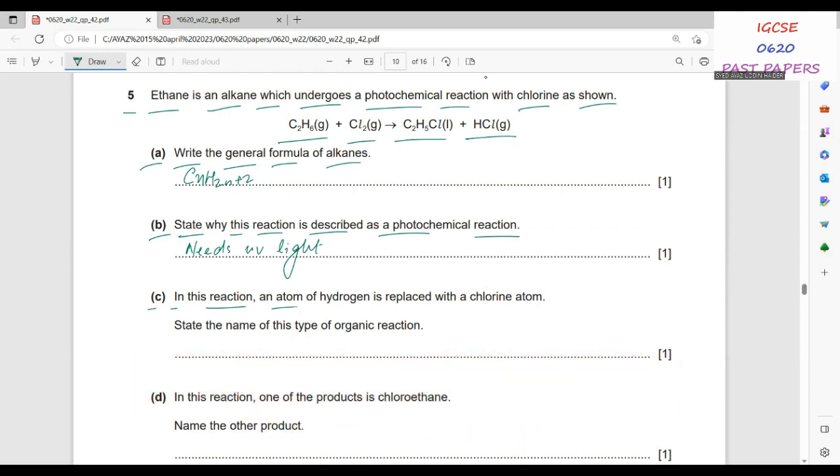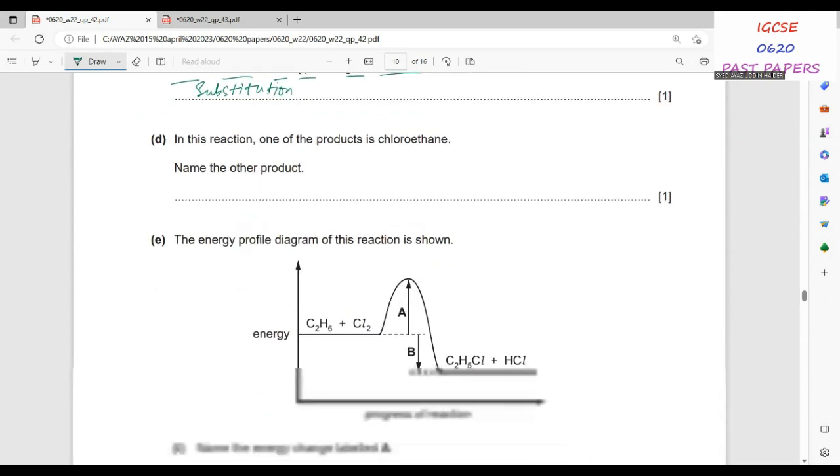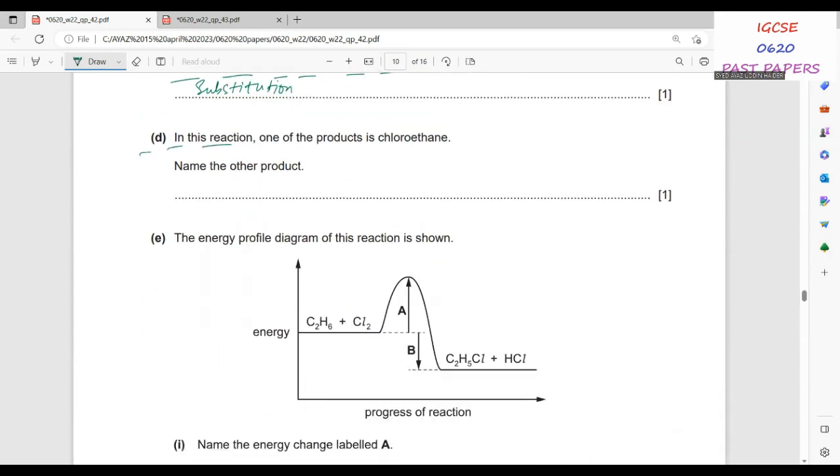C, in this reaction, an atom of hydrogen is replaced with a chlorine atom. State the name of this type of organic reaction. These types of reactions are known as substitution reactions. So I will write substitution. Part D. In this reaction, one of the products is chloroethane. Name the other product. The other product is hydrogen chloride.